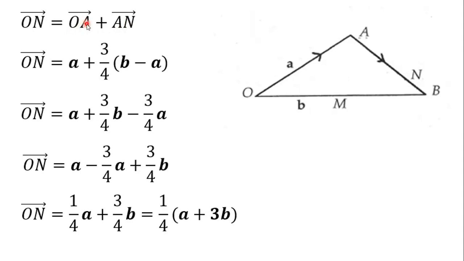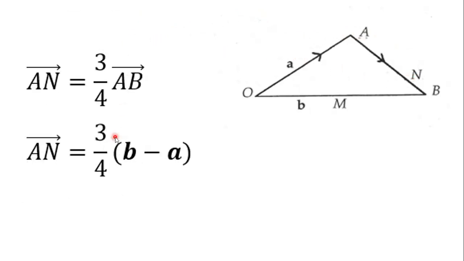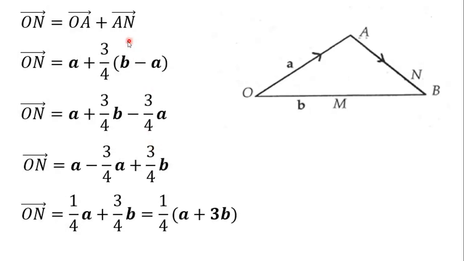But what is OA? Based on the diagram, we can see that OA is equal to A. So we place A there. But what is AN? How can we get AN? Remember that we just solved for AN. We saw that AN is 3 over 4 B minus A. So that means that ON is going to be equal to A plus 3 over 4 B minus A because we just substitute the value for AN. We just replace it. We just put it in there.